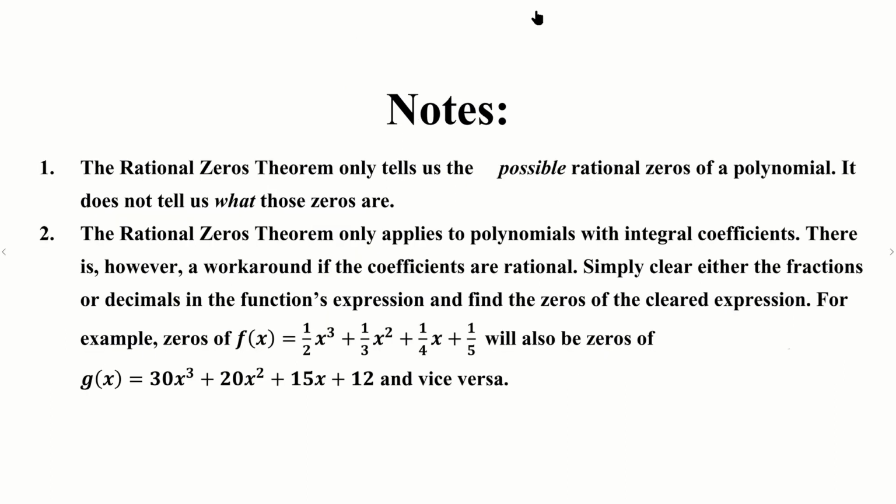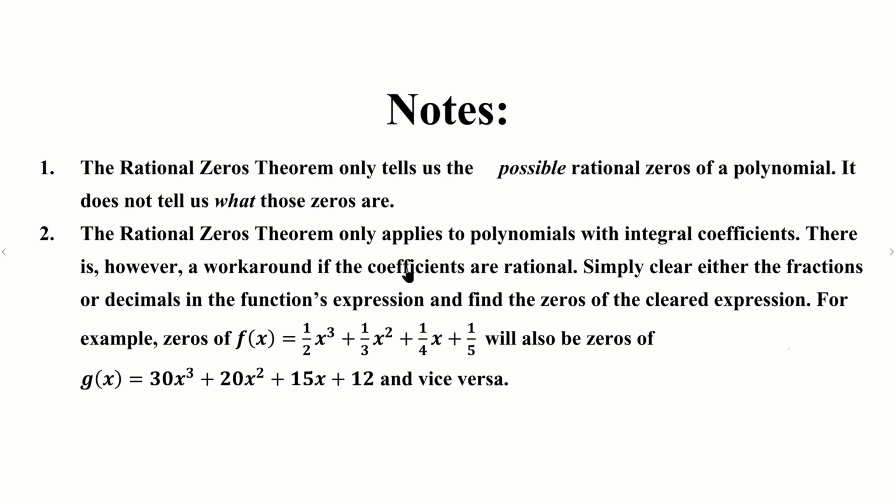A couple of other important notes. The rational zeros theorem, as I already mentioned, only tells you the possible rational zeros of a polynomial. It does not tell us what those zeros are, right? The rational zeros theorem only applies to polynomials with integral coefficients. Remember, that was there when we stated the theorem, correct? Which means integer coefficients, right?